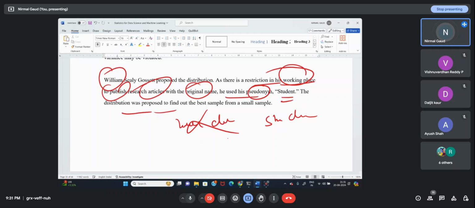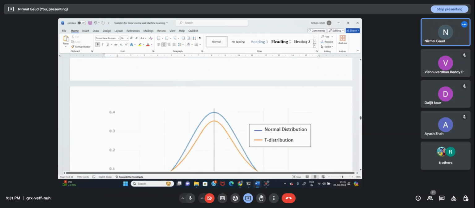The distribution is meant to find the best sample from a small sample. That is what it is proposed for: a small sample of the data, the best sample out of a small sample. That is the Student t distribution.